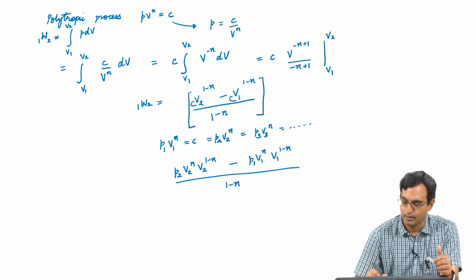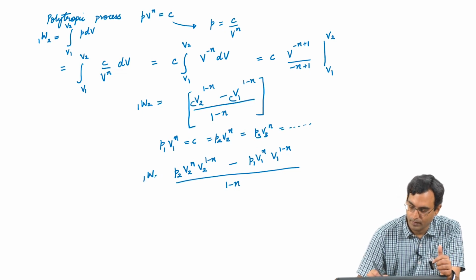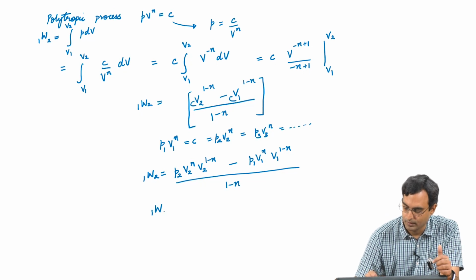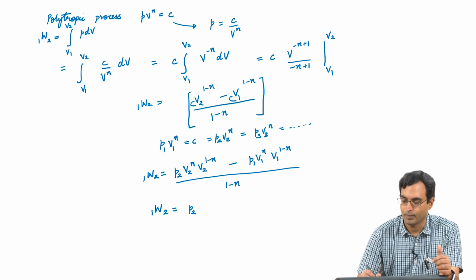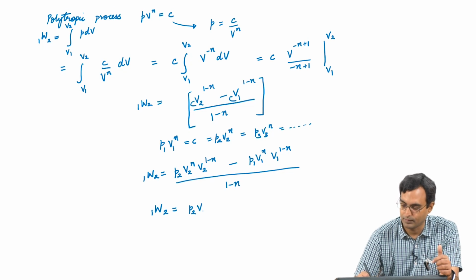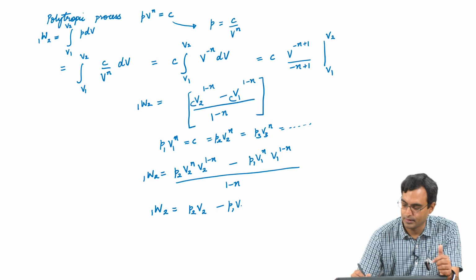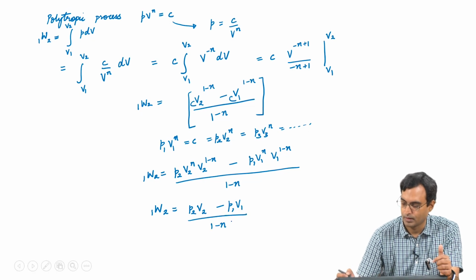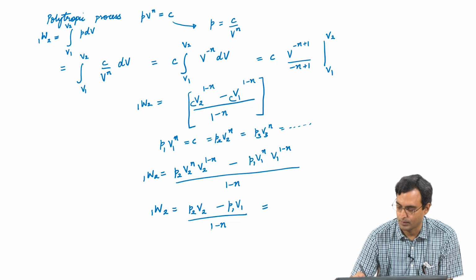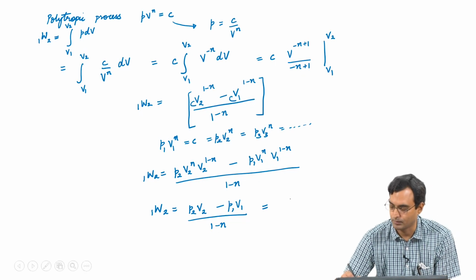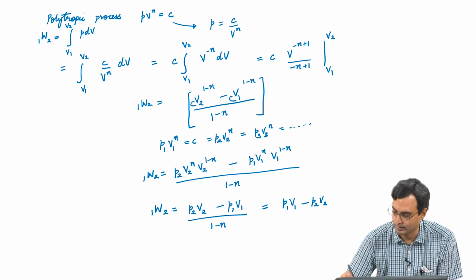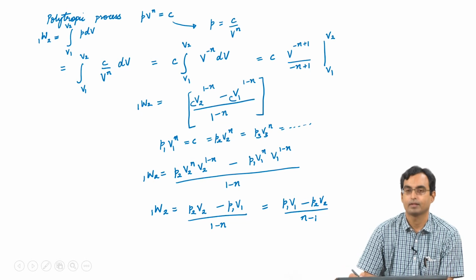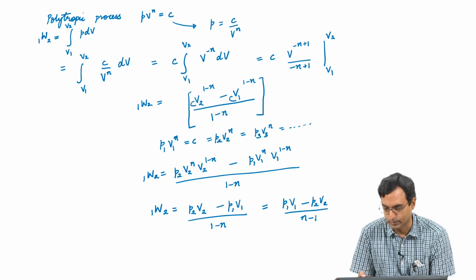So, this is W12, which gives me, for the first term, P2 times V2 to the power n into V2 to the power 1 minus n. So, that is V to the power n plus 1 minus n, which is essentially V2. In a similar way, I have this term, or I can also write this if I want to. n is usually greater than 1. So, what I would prefer is to write it in this fashion, which is a general expression for the polytropic work done.